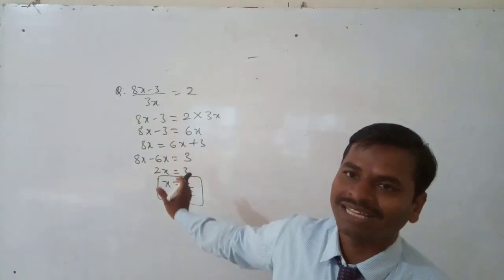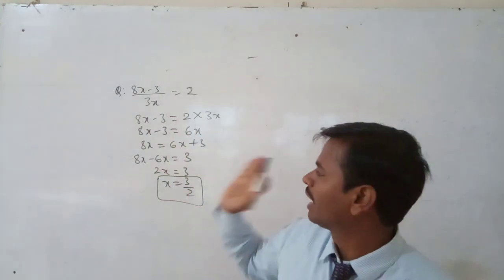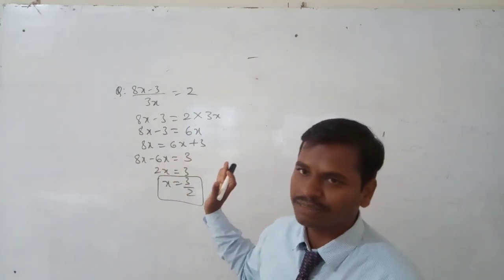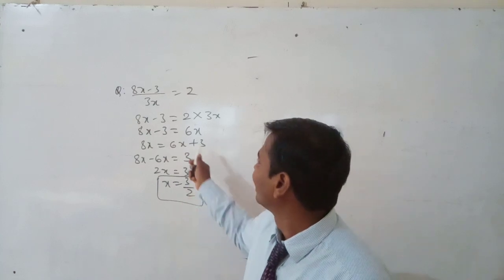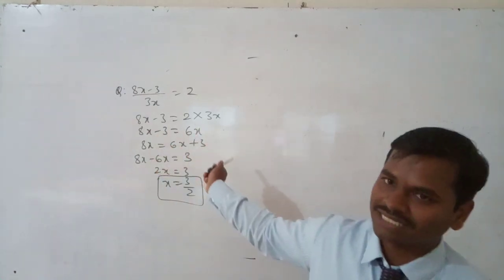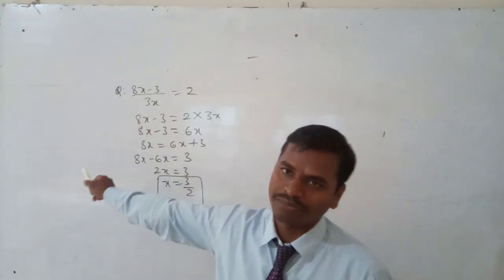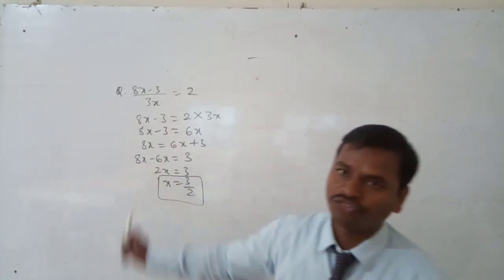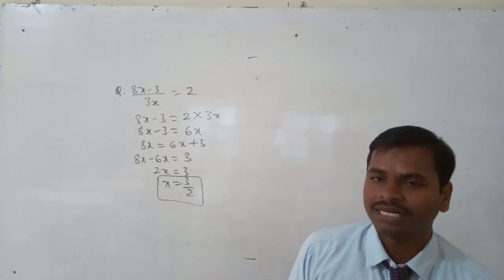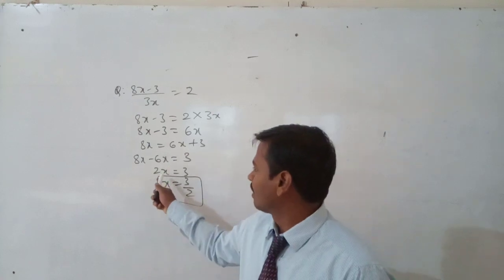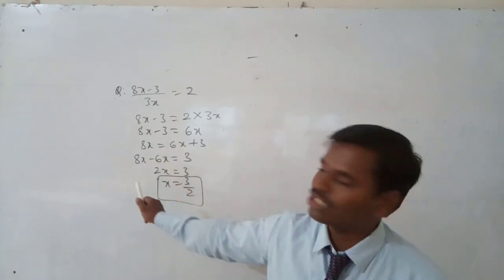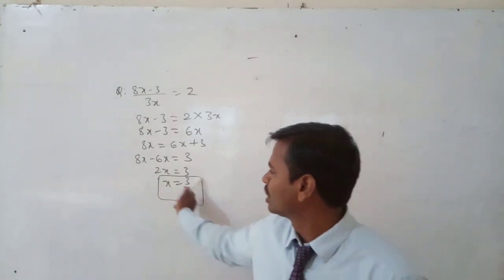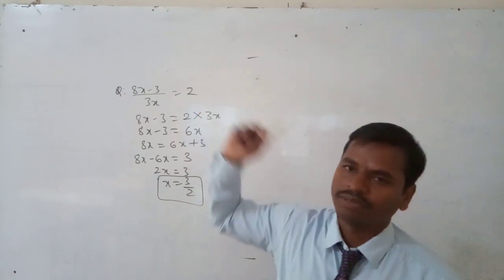You just go on shifting the terms one by one. Keep the variables on the left side, and shift the numbers to the right side and simplify. Minus 3 will become plus 3 on this side. 6x I will shift to that side because it is a variable term. 8x minus 6x is 2x, since 8 minus 6 is 2. 2 into x, multiplication will become division, divided by 2 it will become 3 by 2. 3 by 2 is the solution of this given linear equation.